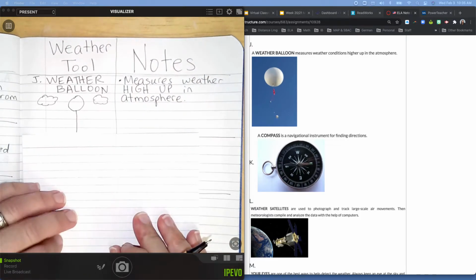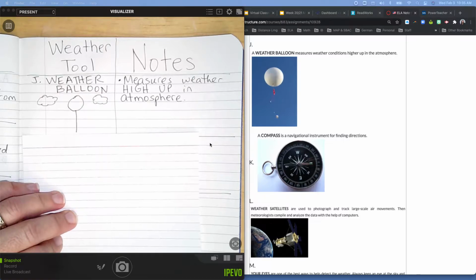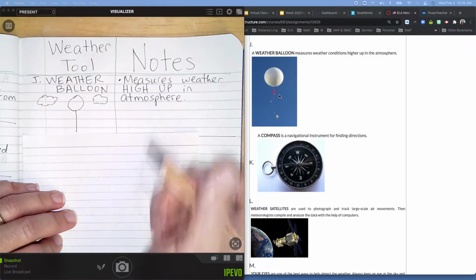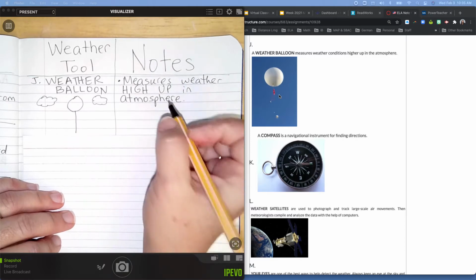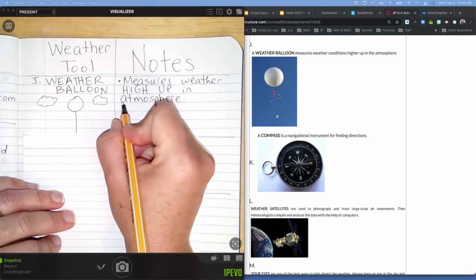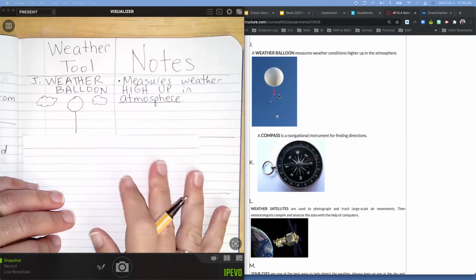So each of these pictures in the assignment, you can click on and it will take you to a little video about the subject. So you can click on this and learn a little more about weather balloon history if you're interested. So these go up way high and tell you the weather up in the atmosphere. So that word atmosphere is pretty important in this definition.